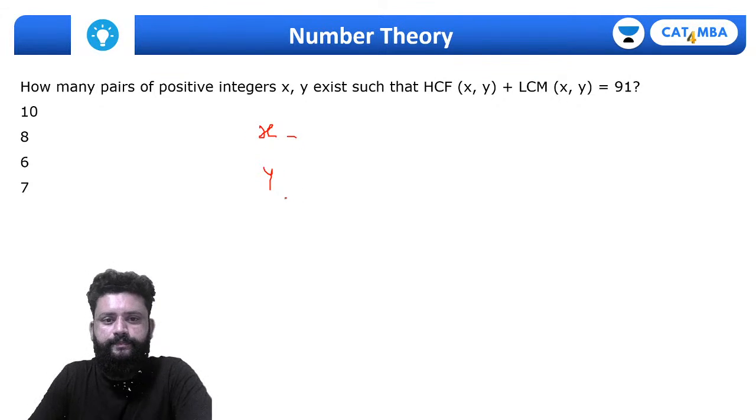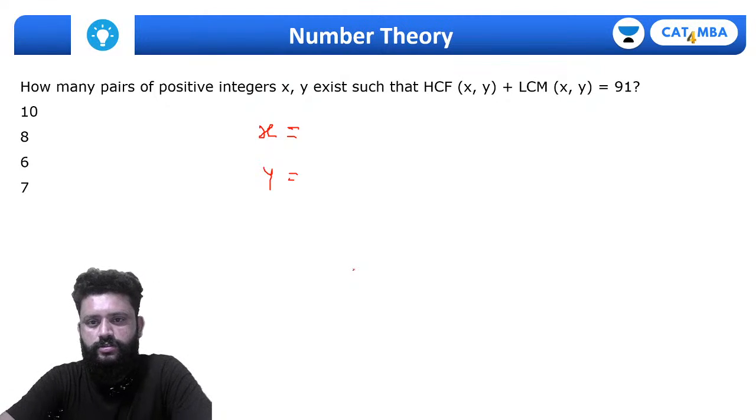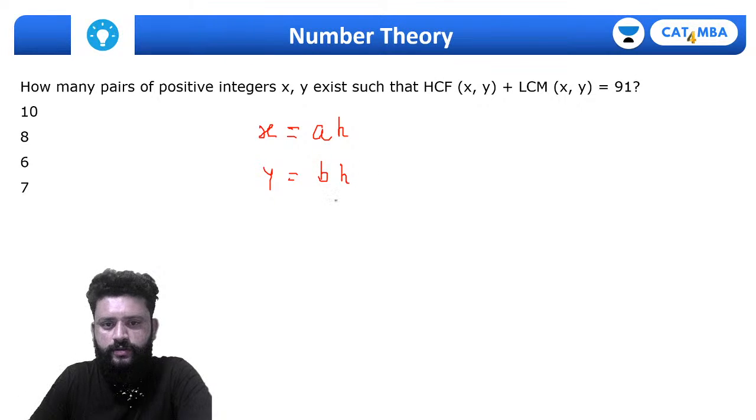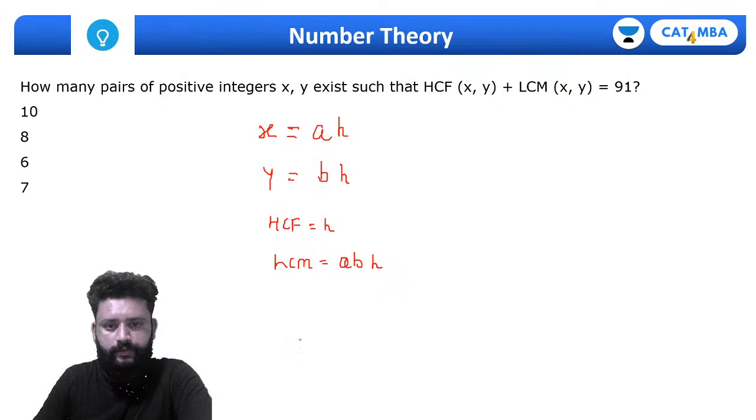X and Y is LCM plus HCF. Okay. Let's take this number as AH, this as BH. HCF is H and LCM will be A into B into H, where A and B are co-primes. This is important. A and B are co-primes.